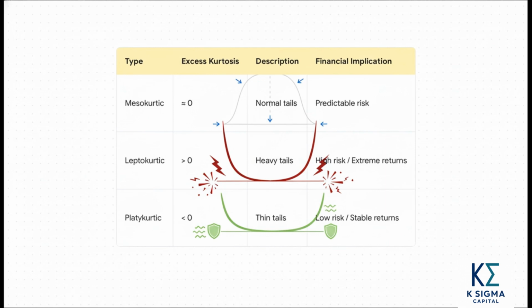First, you've got mesokurtic. That's your normal one with an excess kurtosis right around 0. Then there's leptokurtic. This one's positive, and that's your signal for fat tails and higher risk. And last, you have platykurtic, which is negative. That means thin tails, more stability, and more predictable returns.